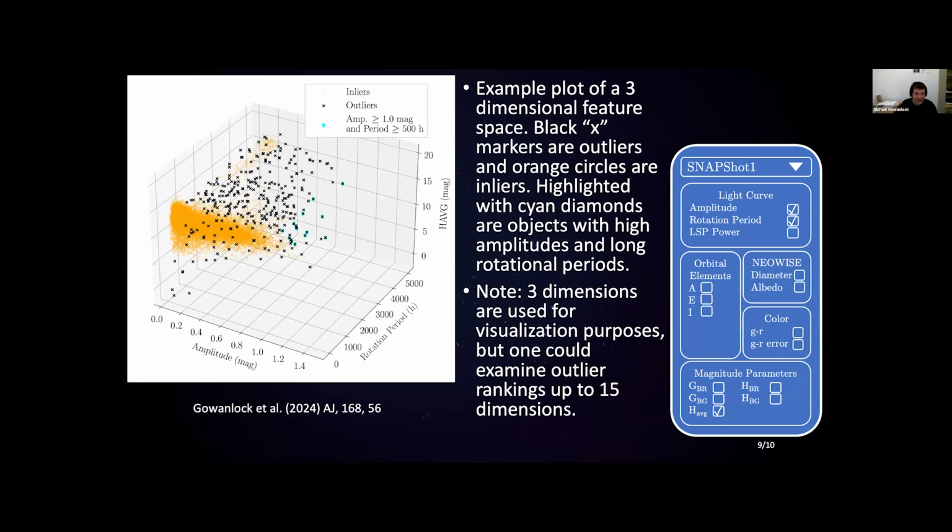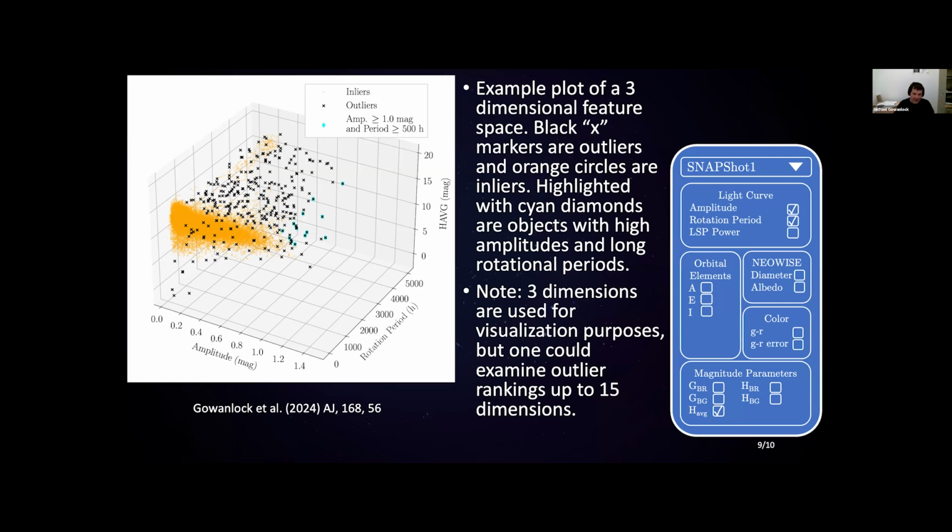To make this a little less abstract, here's an example looking at the light curve amplitude, the rotation period of the asteroid, and the average magnitude, plotted here. 99% of the points are colored orange, and we'll call those inliers. The black X markers are outliers; I've selected the 1% most outlier objects to be colored black. You can see these black markers are mostly in areas where the inliers are not. As a sanity check, I looked at objects with an amplitude greater than 1 mag and a rotational period greater than or equal to 500 hours, plotted all those with diamond markers, and it captures them all. That shows the method works.